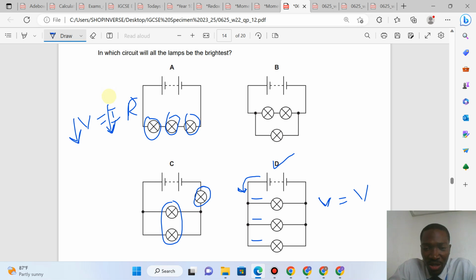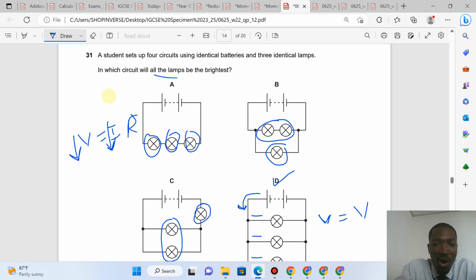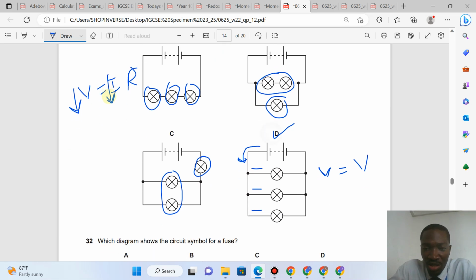In this case, this will be bright, but this too will not be very bright. But now you are interested in all the lamps being brightest, and this is the case, option D. That's when all the lamps will appear to be very bright, because they are all connected in parallel.